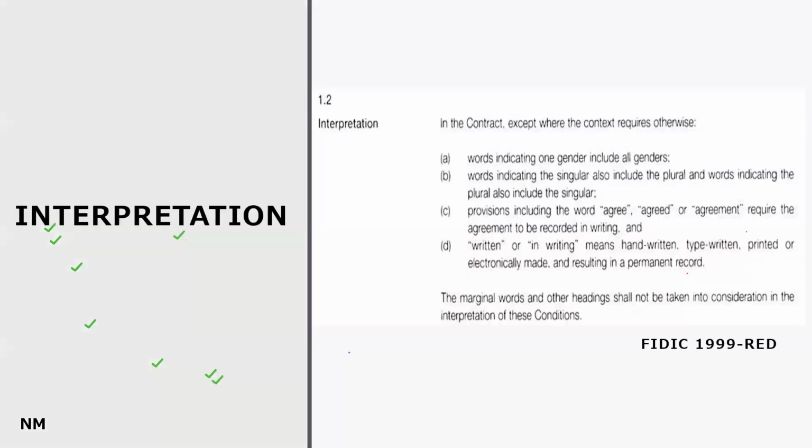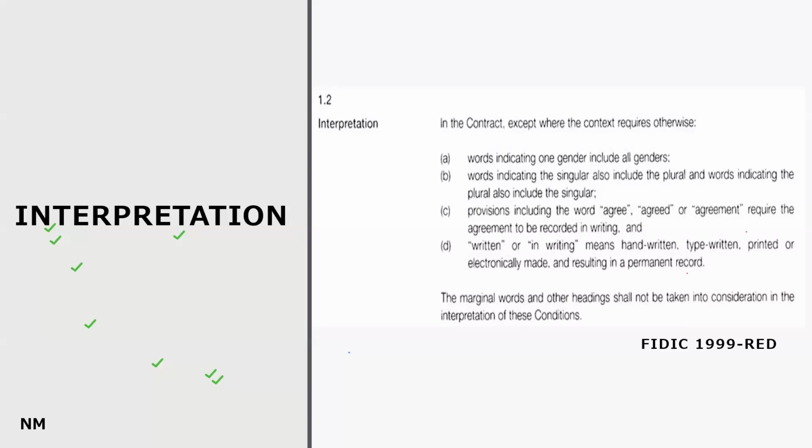Another interpretation provision, in 1.2, we have given some set of rules on how to interpret. It talks about the genders, and about the singularity and plurality of words, and the agree to agree or likewise. Here we have a set of rules which we can use as a framework to interpret our contract document.